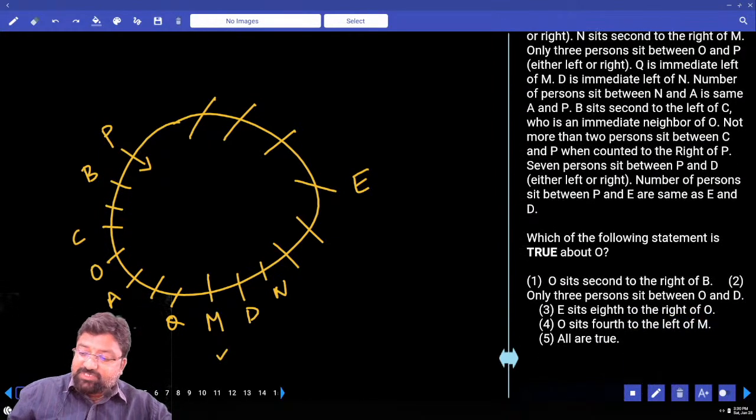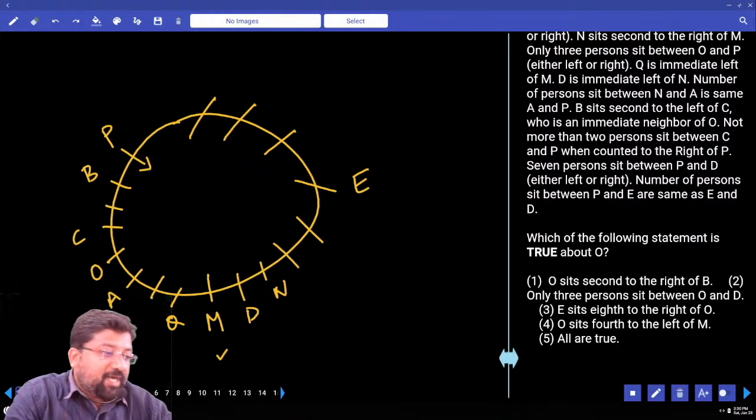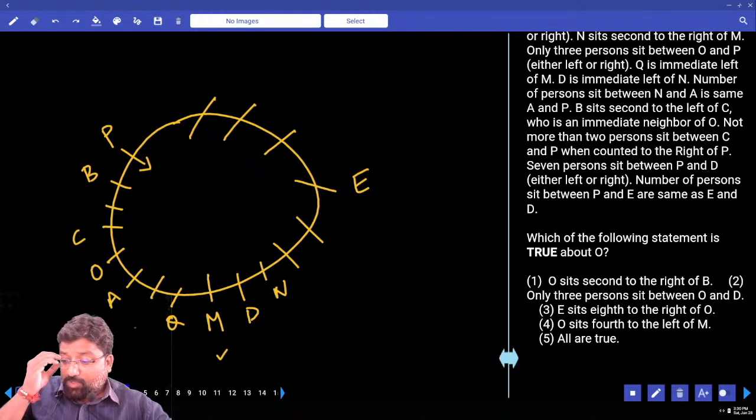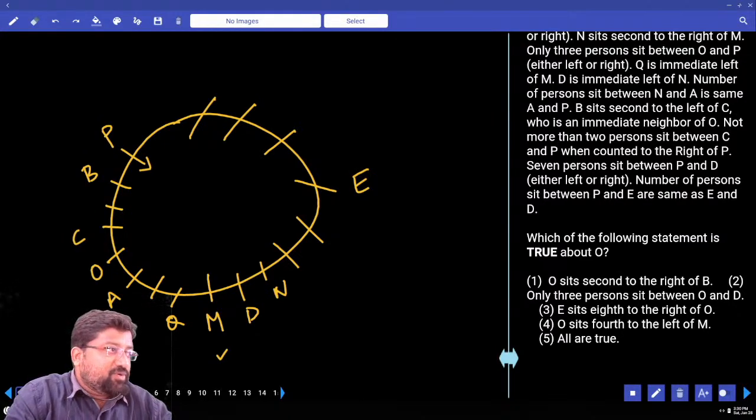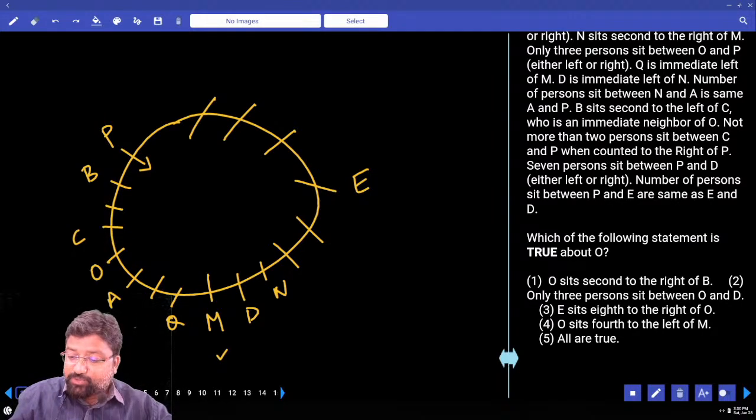Third question. Which of the following statements is true about O? What is the first one? O sits second to the right of B. Is O sitting second to the right of B? No. He is third to the right. And the question is on true, so be careful.